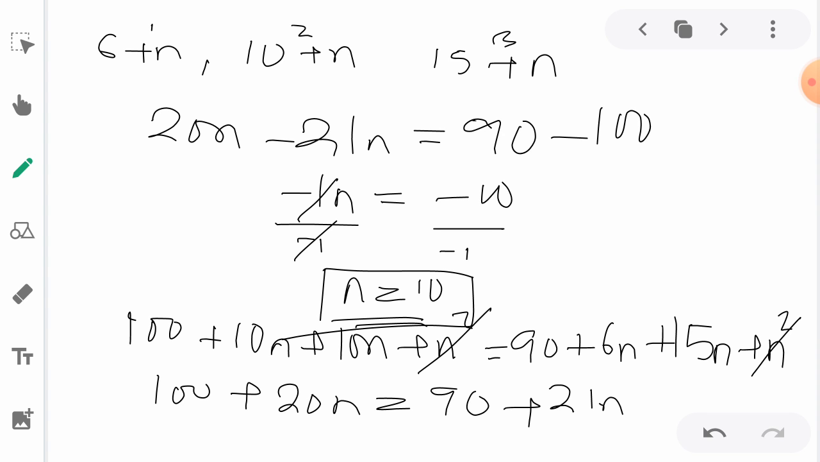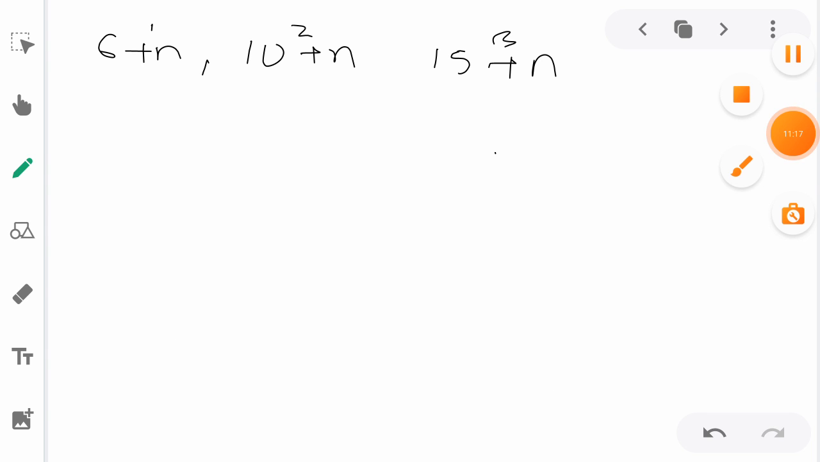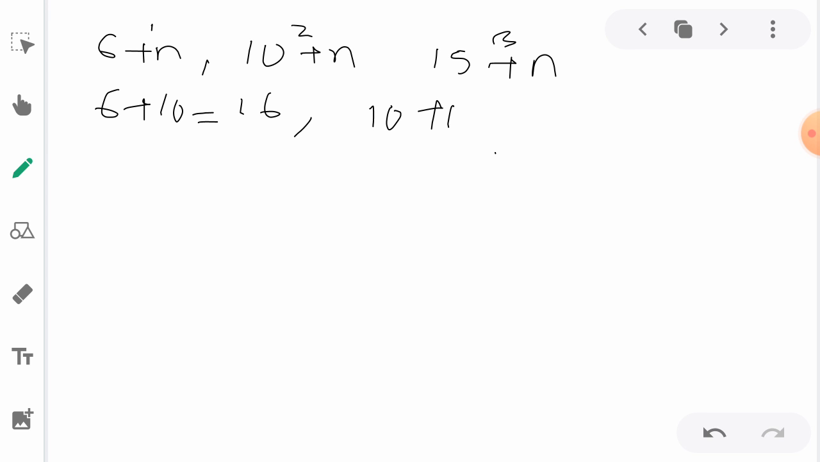So that's how you find n. Anything to do with a geometric progression, you apply the formula for finding a common ratio. Let's go to question 2b, Roman numeral 2. Now that we know what n is, our first term becomes 6 plus 10, which gives us 16. Our second term is 10 plus 10, which gives us 20. And our third term is 15 plus 10, which gives us 25.